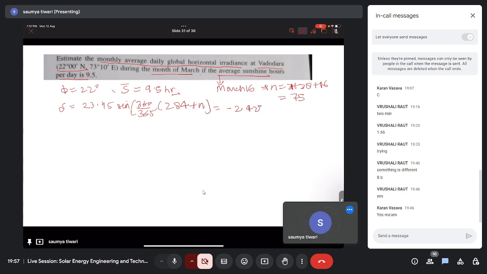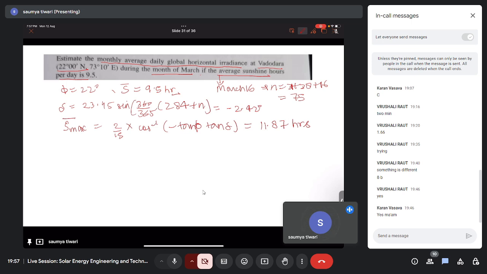Okay, now what else we need is the day length, right? So we need the day length, which will be 2 by 15 into omega s, which is cos inverse of minus tan phi into tan delta, right? We know the value of phi, we know the value of delta, we can put back into this equation. This day length will be 11.87 hours.